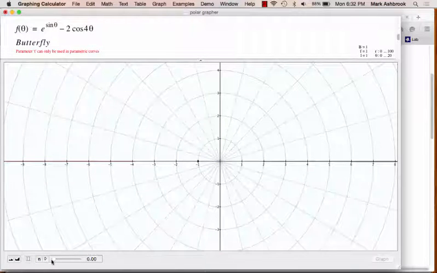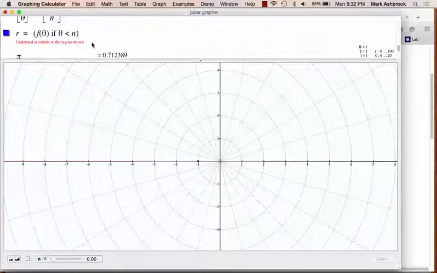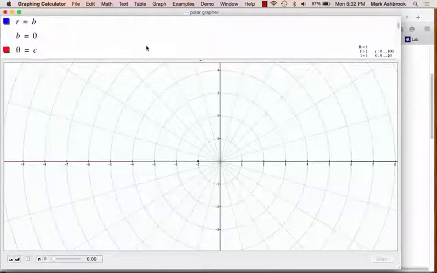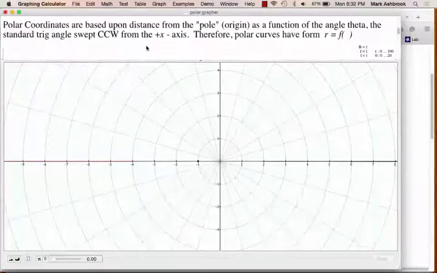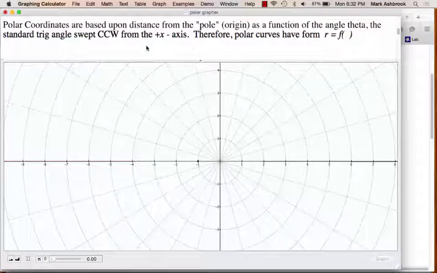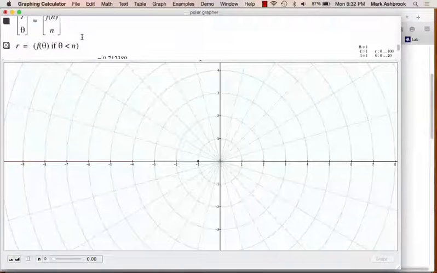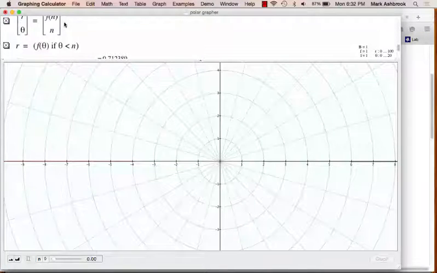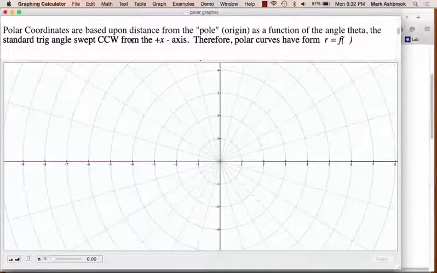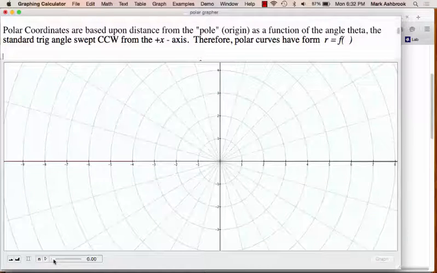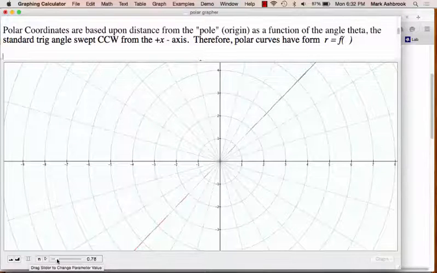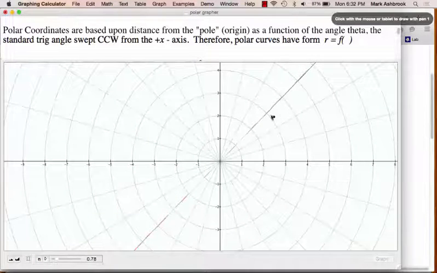So let's make it start a little bit easier here. Let's look at the point. Where would 3 comma pi over 4 be? Could you imagine where 3 comma pi over 4 would be? First quadrant. So we're going to go to pi over 4. That's the angle. Distance of 3 from the pole. So it's going to be this.